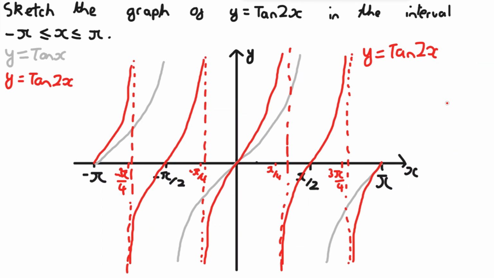So I know it's really messy, it's really hard to do this on a drawing tablet. So draw in the asymptotes when you're doing a tan graph, and make sure you label the new points of where the asymptotes are.